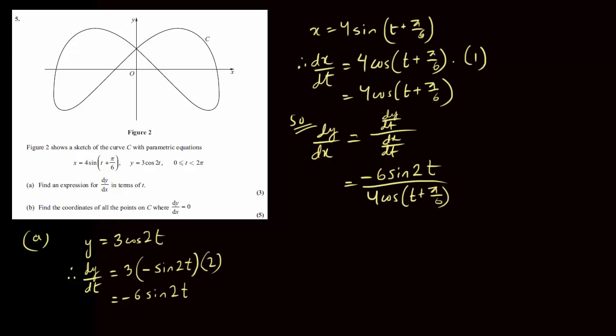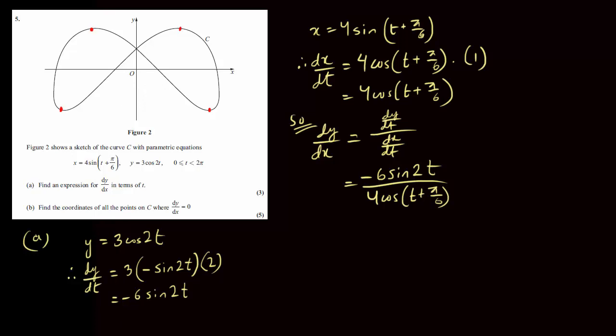Now for question number B, we have to find the coordinates of the point where dy by dx equals 0. Now we know at the turning point the gradient is 0. So if you take a look at the picture, we have 1, 2, 3, 4 turning points. Two of them have the same value of y, the values of x are positive and negative. Again, the other two have the same values of y, and the values of x are positive and negative. So we are supposed to find 4 turning points. That's what it looks like.